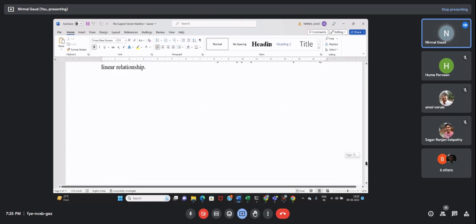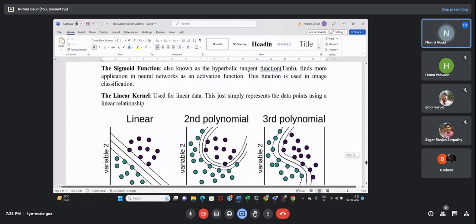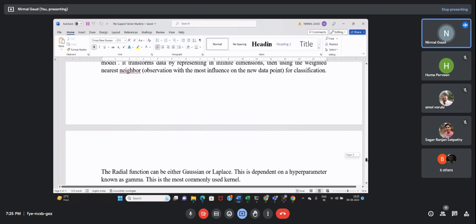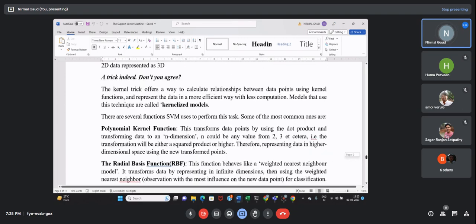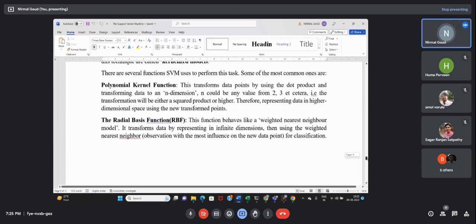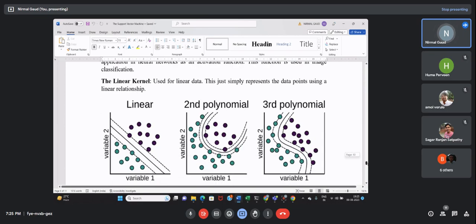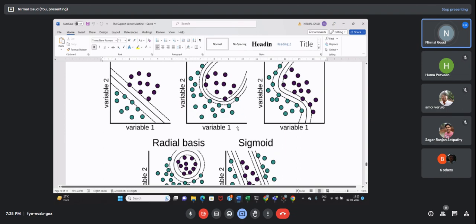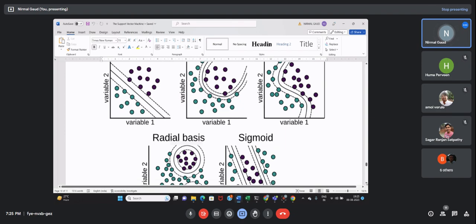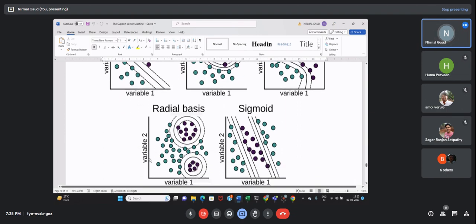And at the last, these are the kernel functions which we have studied: polynomial kernel function, radial basis kernel function, sigmoid function, linear kernel. So this is a linear kernel, this is a radial basis, and this is a sigmoid kernel function. Our introductory class was based upon this only, but we haven't discussed the maths. And when we discuss the maths, this thing again came into the picture.